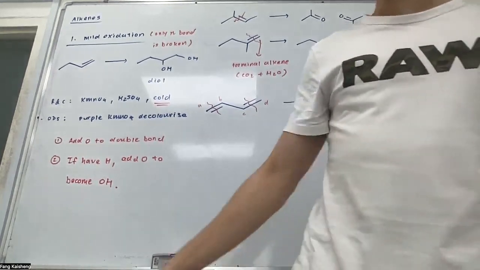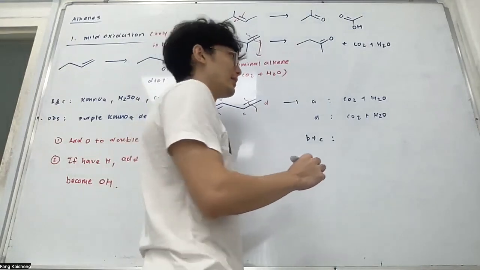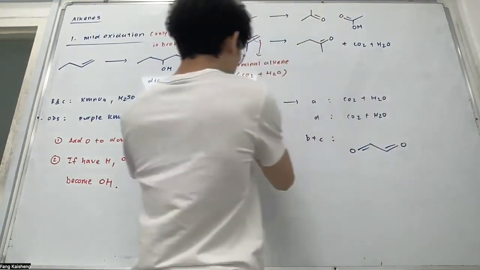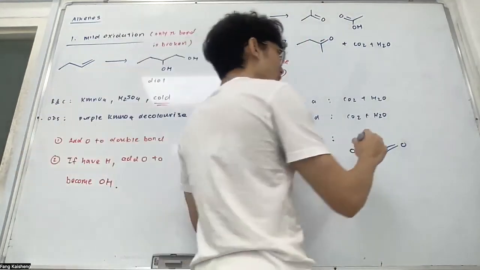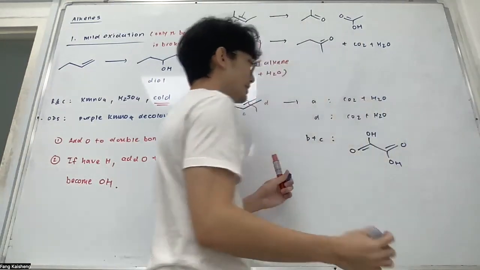Okay, very fast, all good. So guys, once you cut the double bond, you just add O on each end. What else do you need to do? Add OH. You notice they're both the same kind. So this is B plus C.